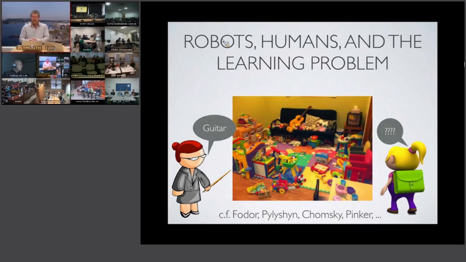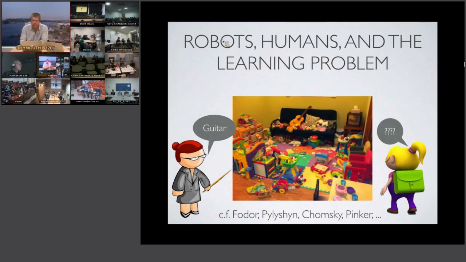So the child is a passive observer of a cluttered scene, a mess of sensory information. And some instructor or caregiver or parent says a word, and the child is just clueless. What on earth does that word bind to in this? And that was seen as such a difficult problem that the only solution must be that some parts of language at least must be innate.